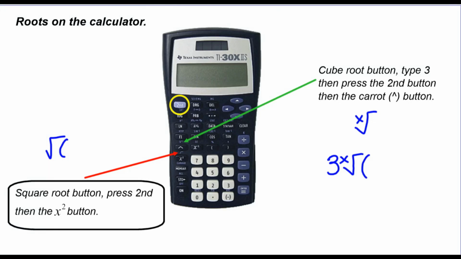And you would find a cube root that way, because there are other roots besides square roots and cube roots. There's fourth roots, fifth roots, sixth roots. So you have to indicate that you're looking for the cube root on the calculator. If you can't find it, make sure you talk to me, and I'll help you figure that out.